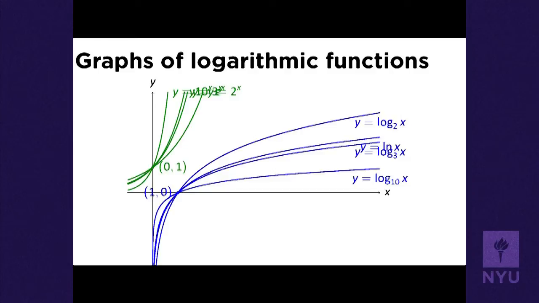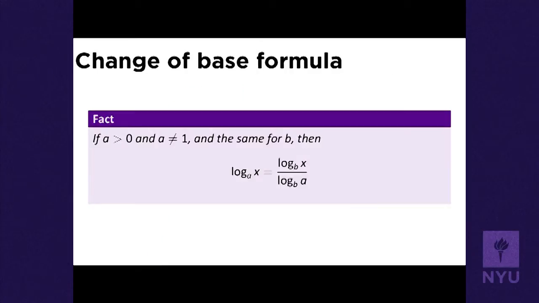But all these logarithms do basically the same thing. They go up like this, and then as you go further and further out, the tangent lines become less and less steep, and so they're pretty much all the same. They all go through the point (1, 0) as well. And the reason that they all look very similar is because of the change of base formula.